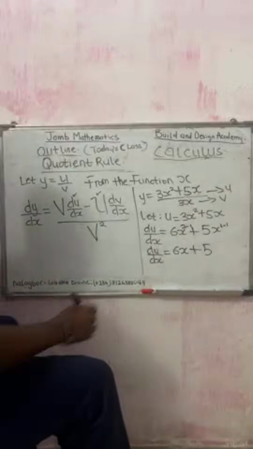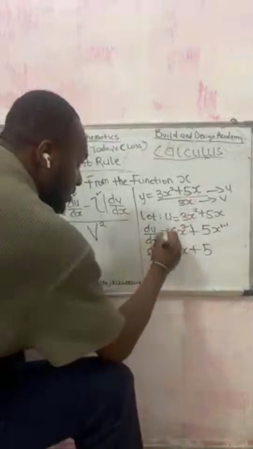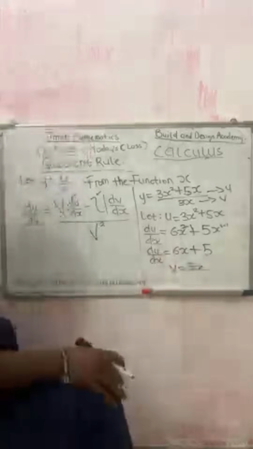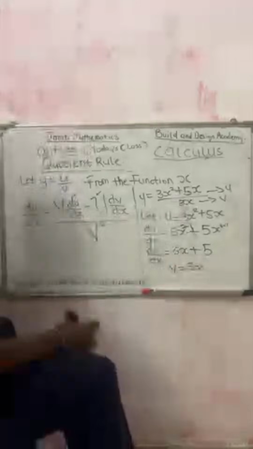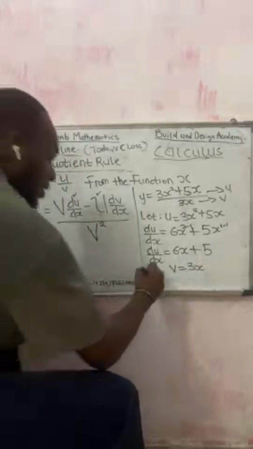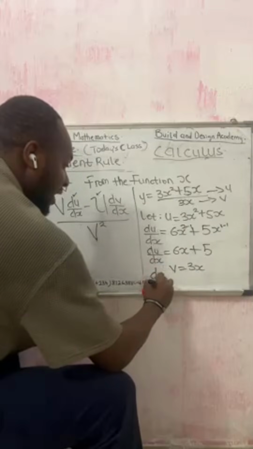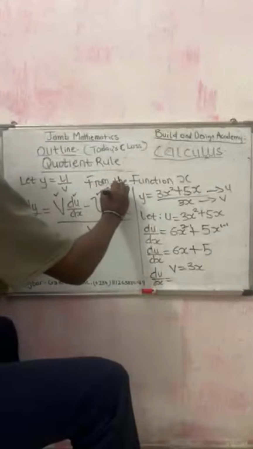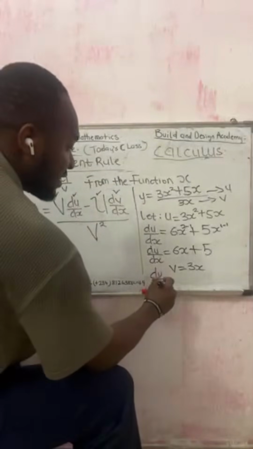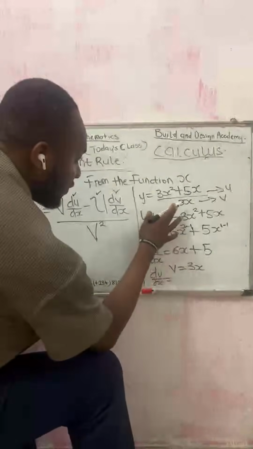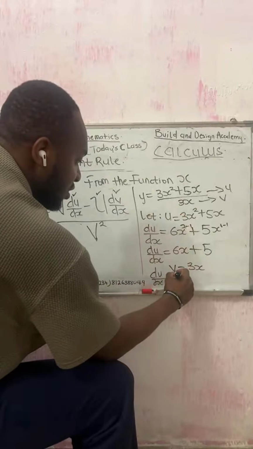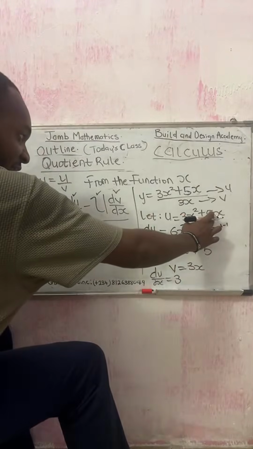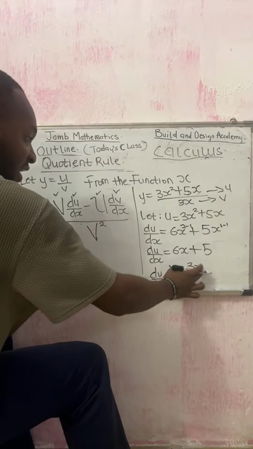Now, let's take v as 3x. Our v is the denominator, which is 3x. Now, dv over dx will be equal to, if we differentiate 3x, we'll be left with 3. You know how we got it? Because if we differentiated 5x, we got 5. So if we differentiate 3x, we'll get 3.